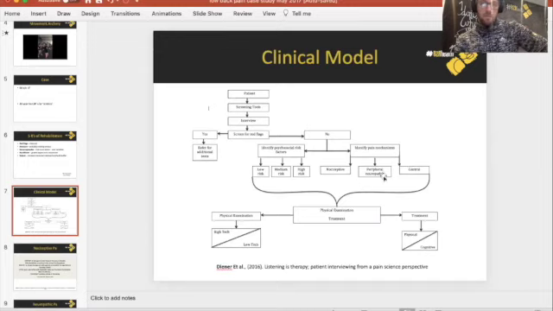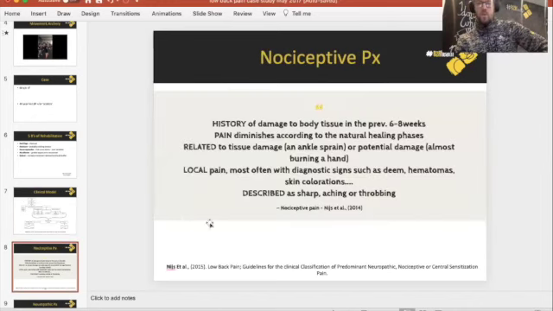And again, models are nice for flow in schematics like this, but what will always happen is there'll be some carry across between the different ones. So we've got the nociceptive pain, which most of us are familiar with in terms of tissue damage. What this will look like is typically a history of damage to the body tissue that is in the last 6 to 8 weeks. Pain will often follow natural tissue healing times, bleeding, inflammation, scarring, remodeling based on the tissue that is injured, and the pain is related to the tissue damage.